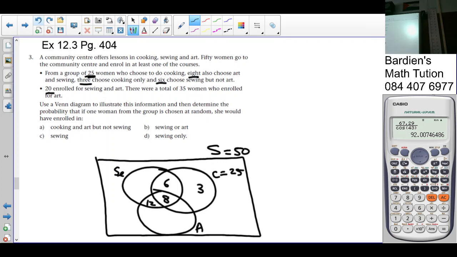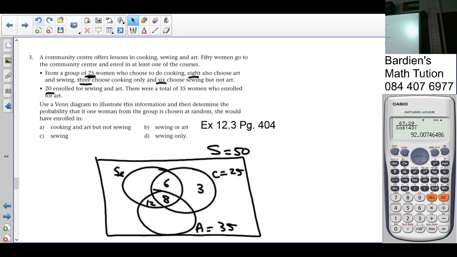There were a total of 35 who enrolled for art. So this plus that plus that plus this all adds up to 35. Use a Venn diagram to illustrate this information and then determine the probability that one of the women from the group chosen at random would have enrolled in. Okay, so let's keep this here.